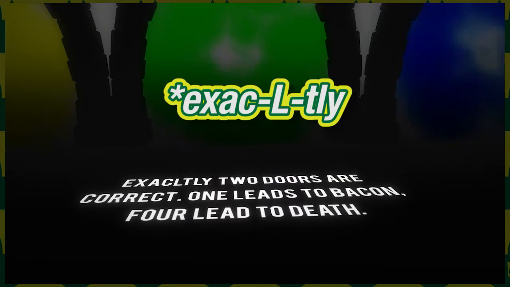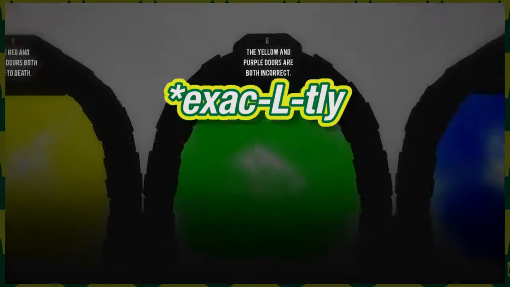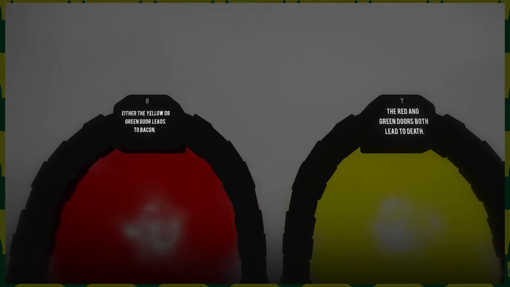Oh, exactly two doors are correct. One leads to bacon, four lead to death. Yellow and purple doors are both incorrect. The red door leads to bacon. The red and green doors both lead to death. Either the yellow or green door leads to bacon. Logic puzzles. Okay, what was you? The door that leads to bacon is also correct.